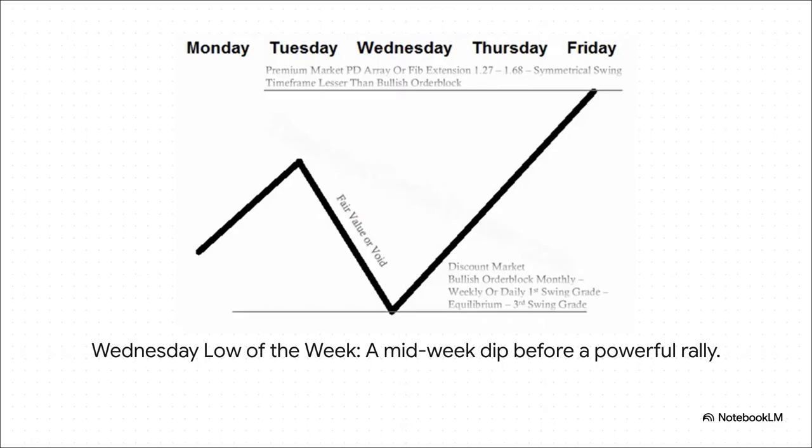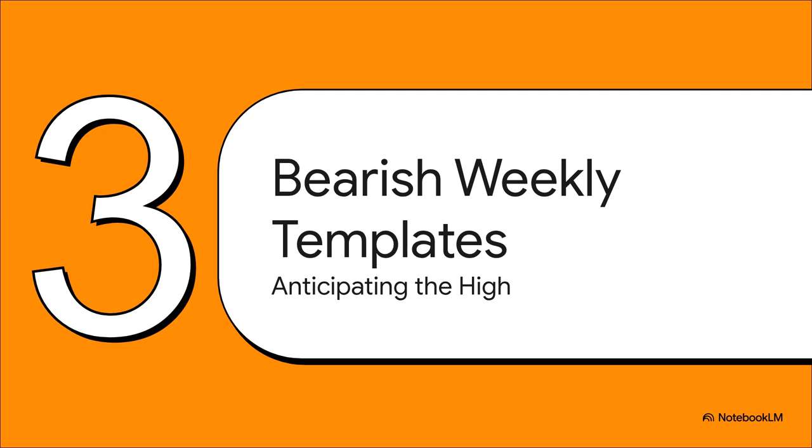Now there's a common variation you need to be aware of, the Wednesday low of the week. In this version, Monday and Tuesday might just be kind of choppy, drifting around, but then on Wednesday, you get that decisive dip into a discount level. That's the setup for a really powerful rally in the end of the week, often with the peak happening on Friday.